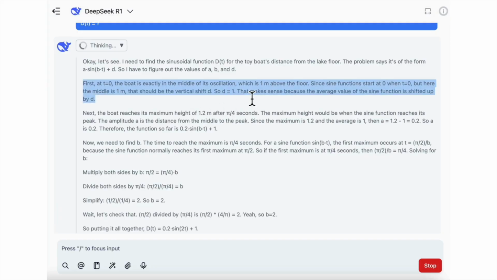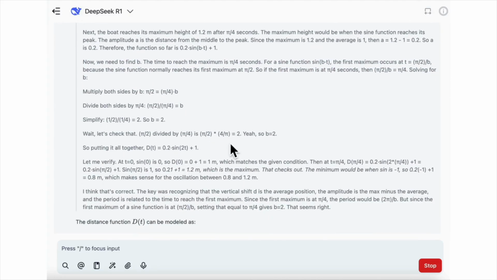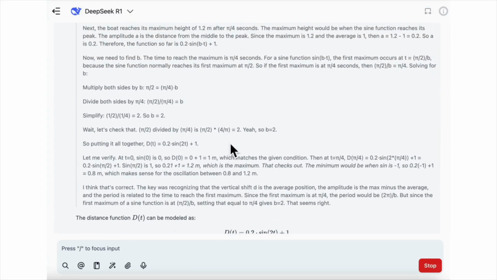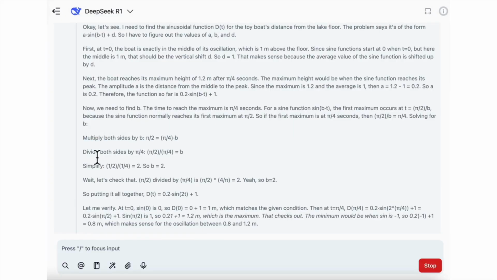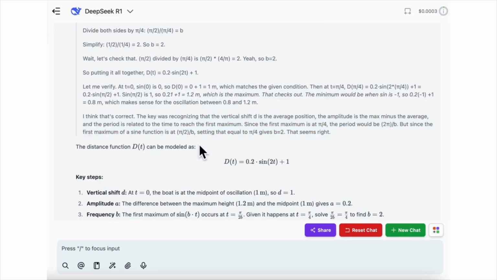It starts with some initial steps, and once again, wait, let's check that. It's verifying its answer once again. Compared to the previous coding question, I think its thinking time for this math question is faster. So, does that mean coding is still a harder problem for AI? Can AI really replace human software engineers, like people are saying? I wonder. And finally, here it is.